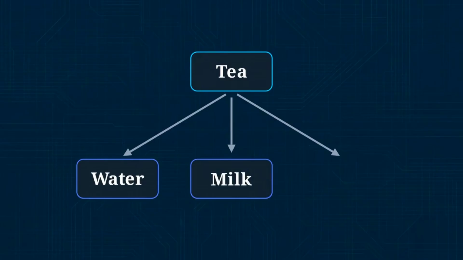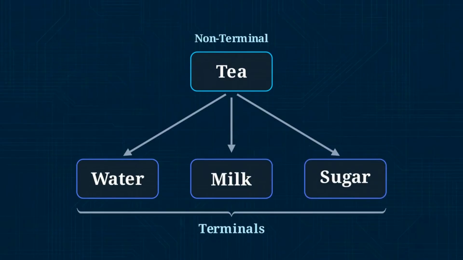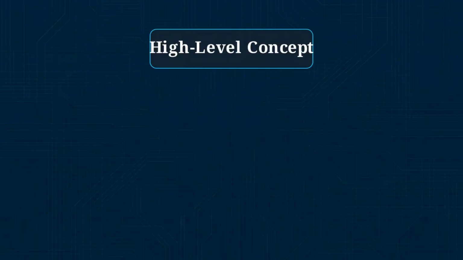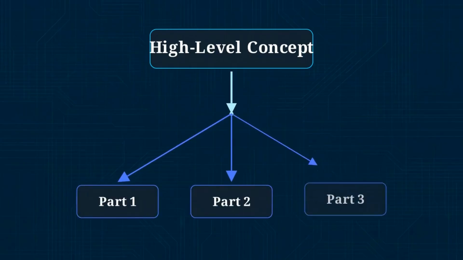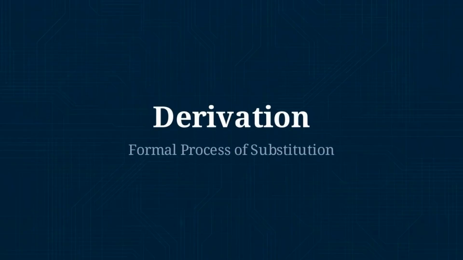If you look at this diagram, you see a basic recipe. The concept of tea transforms downward into its raw ingredients: water, milk, and sugar. In computer science, a grammar works exactly the same way. We start with a high-level concept and substitute it step by step into its individual parts. This formal process of substitution is called derivation.